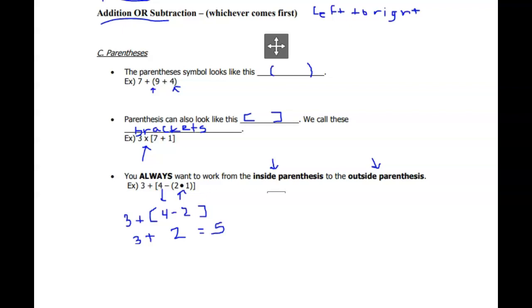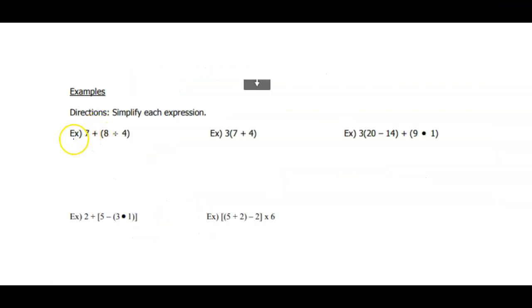Let me know. I am going to do this example, I'm sorry, not example 7. 7 plus 8 divided by 4. Again, I'm going to work inside the parentheses. I know 8 divided by 4 is 2. And then I take 7 plus 2, and that equals 9, okay?